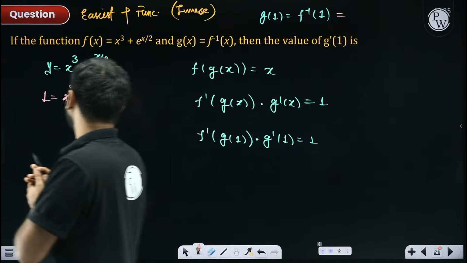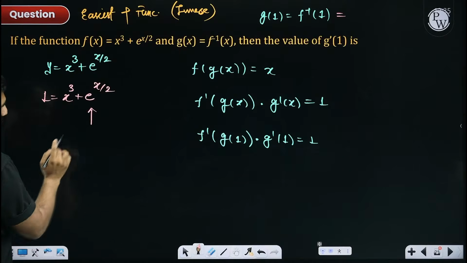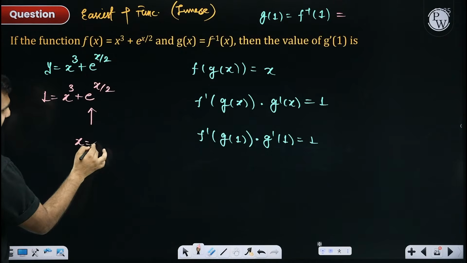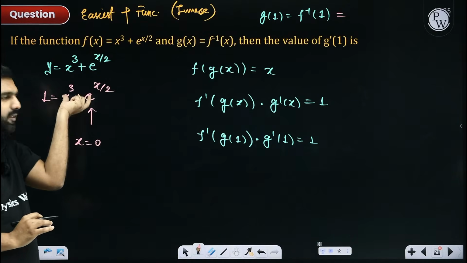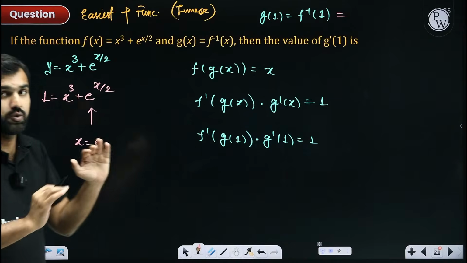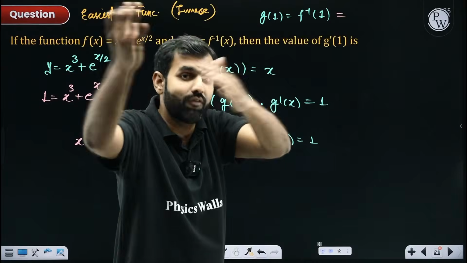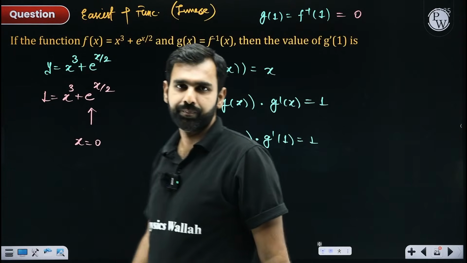So will you not say that if you want to make it 1, take the benefit of this particular expression. If x becomes 0, 0 plus e to the power 0 is 1. So if x is kept as 0, this will become 1, which means y will be 1. So f inverse 1 will be the value of x for which f of x becomes 1. So will you not say that f inverse 1 will be 0?